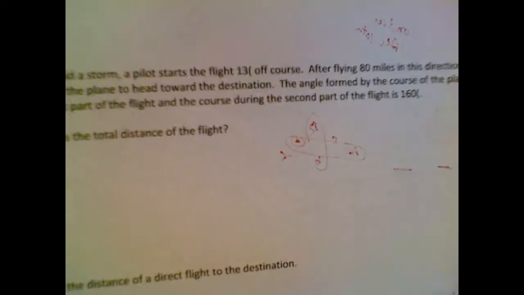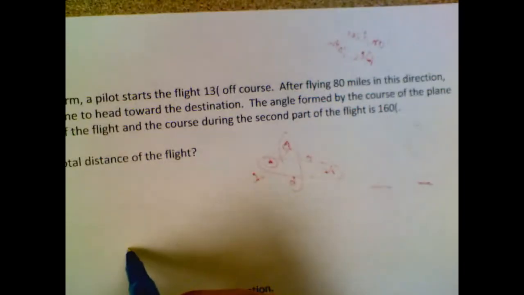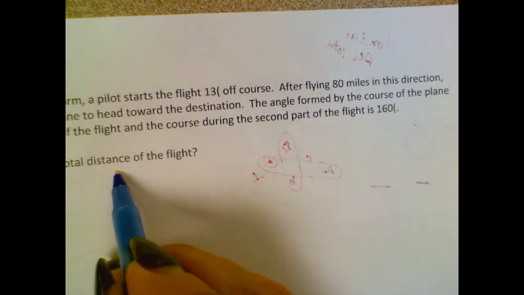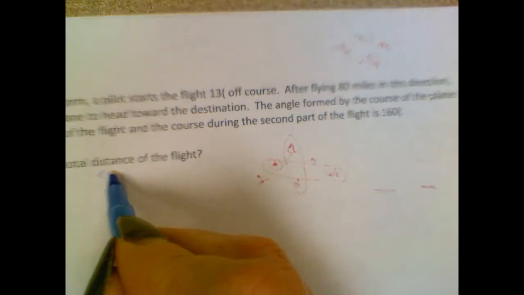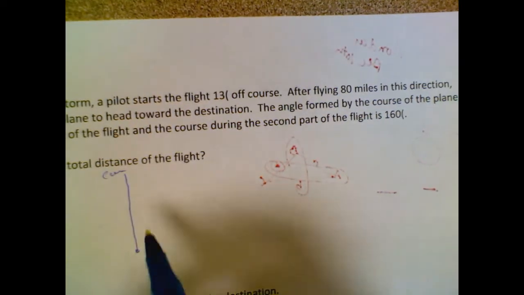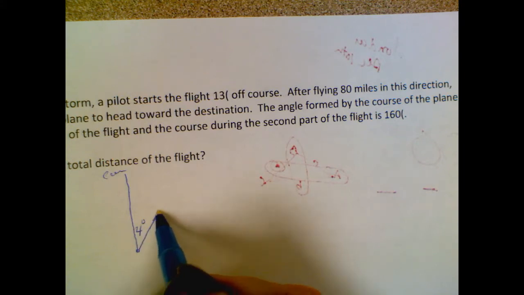Let's forget this one. If you just do this problem, basically, this is you, and let's say you're flying to Canada. According to this problem, there's a storm ahead, so you're going to veer off at a 4-degree angle for 160 miles.